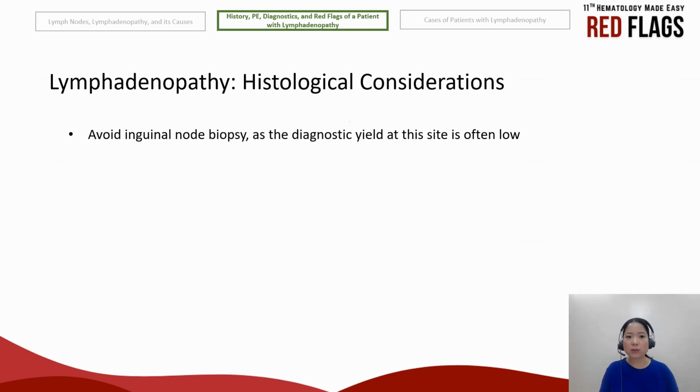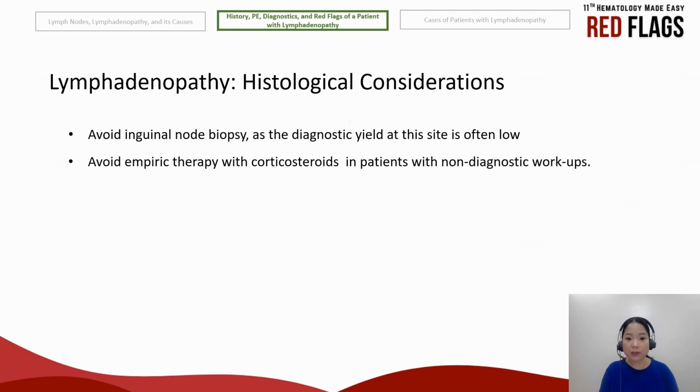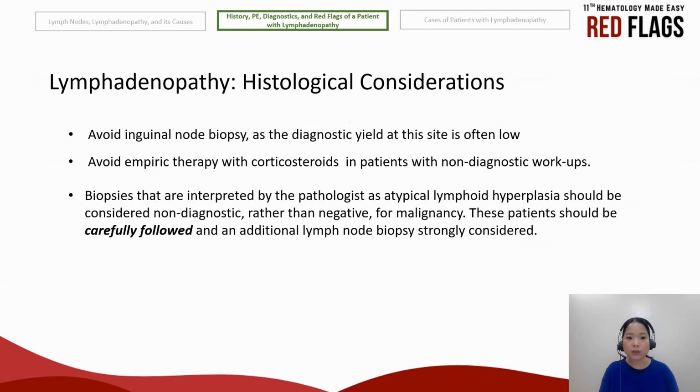So some important histological considerations. We usually avoid inguinal node biopsy as the diagnostic yield at this site is often low. We also avoid empiric therapy with corticosteroids in patients with non-diagnostic workup so as not to confound the result of the lymph node biopsy. And biopsies that are interpreted by the pathologist as an atypical lymphoid hyperplasia should be considered non-diagnostic rather than negative for malignancy. Hence, this patient needs to be carefully followed up, and an additional lymph node biopsy might be strongly considered.